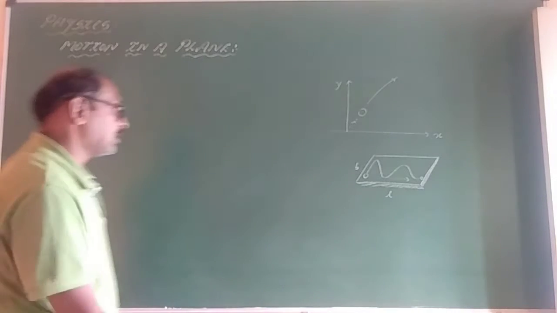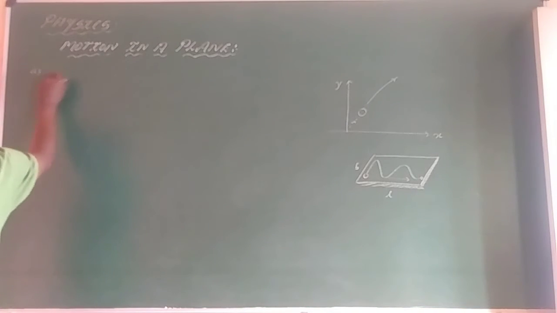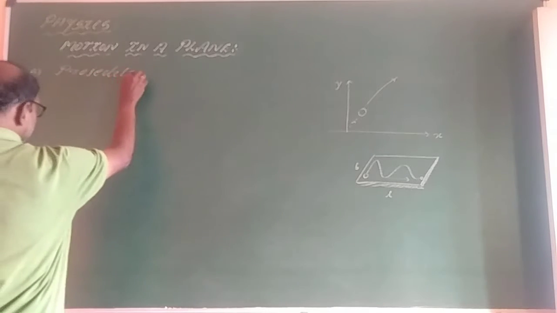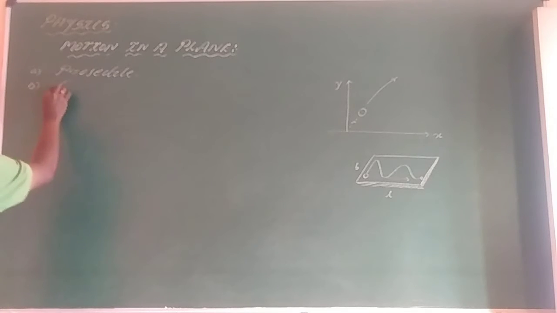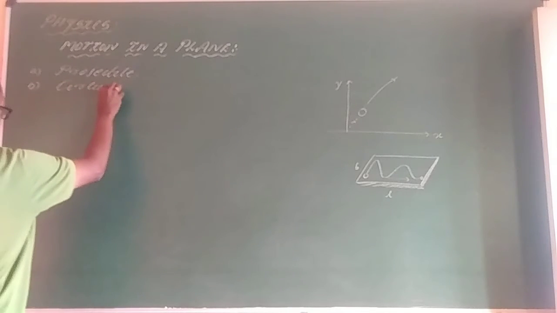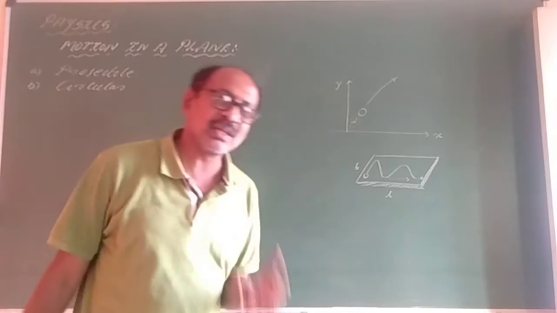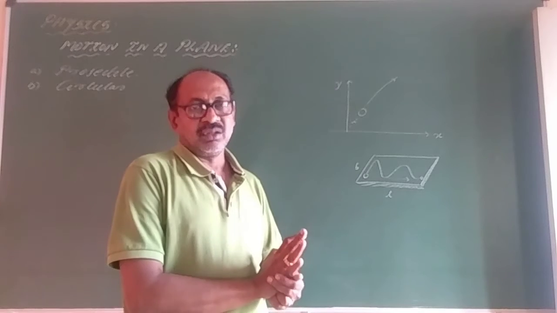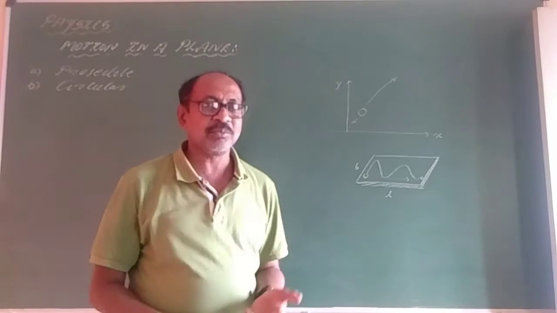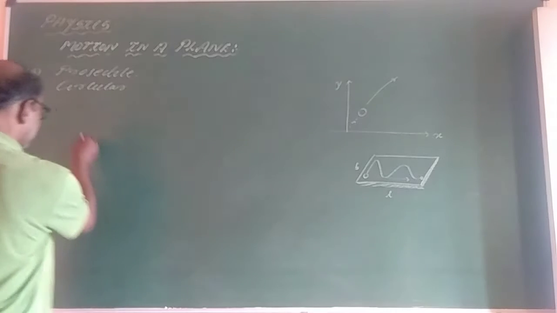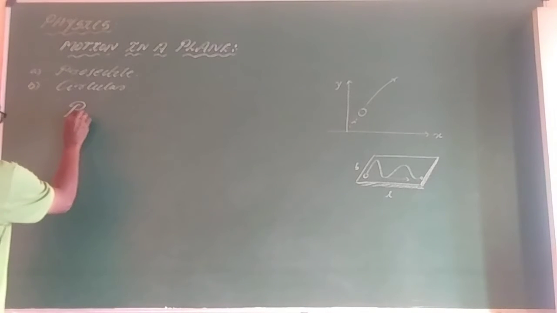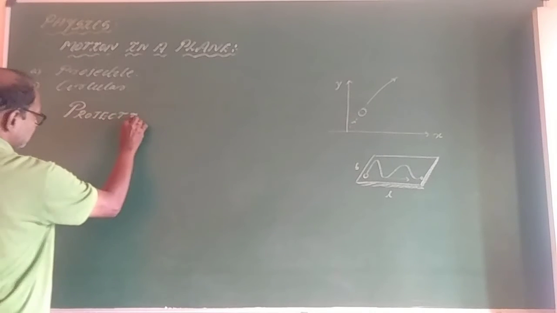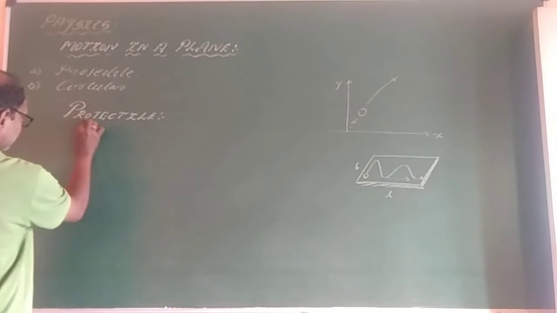Another one is called the projectile motion. The first example for two dimensions is projectile motion, and the second one is circular motion. These are the two examples for motion in two dimensions. Let us understand the meaning of projectile motion.